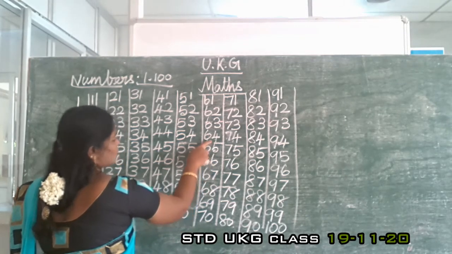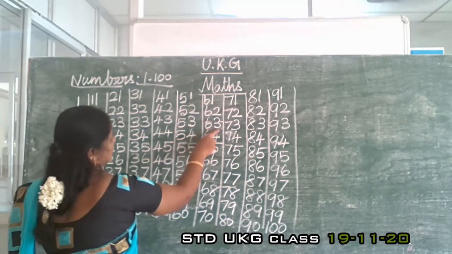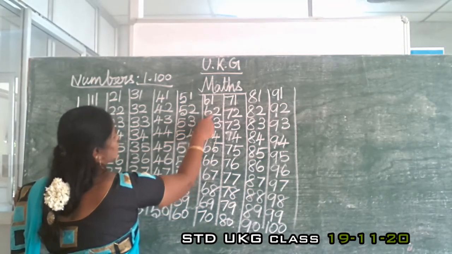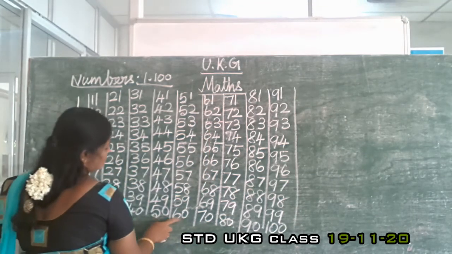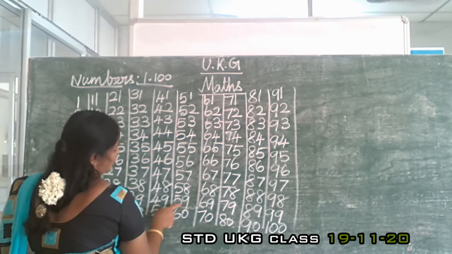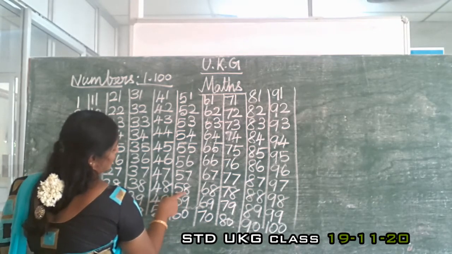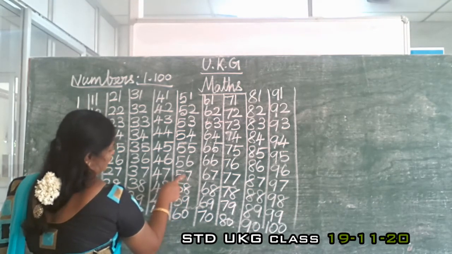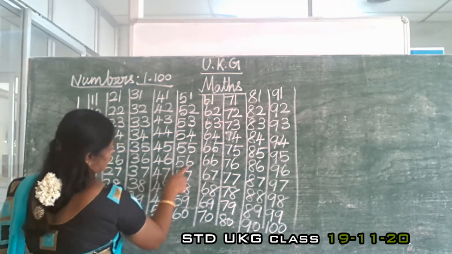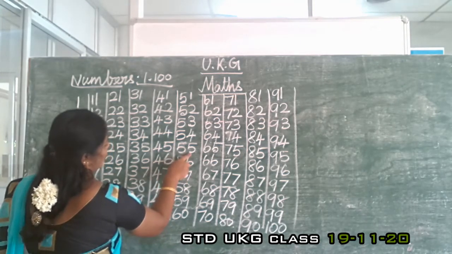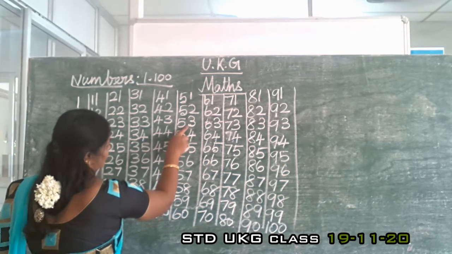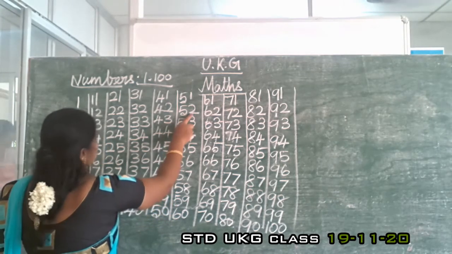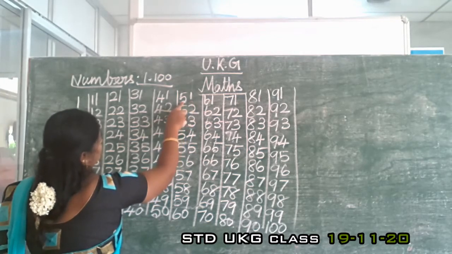65 before number 64. 64 before number 63. 63 before number 62. 62 before number 61. 61 before number 60. 60 before number 59. 59 before number 58. 58 before number 57. 57 before number 56. 56 before number 55. 55 before number 54. 54 before number 53. 53 before number 52. 52 before number 51.